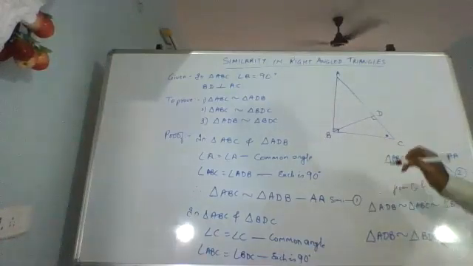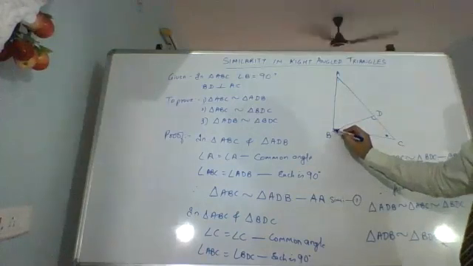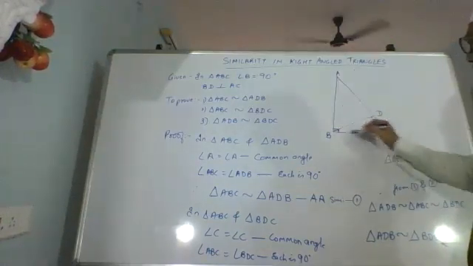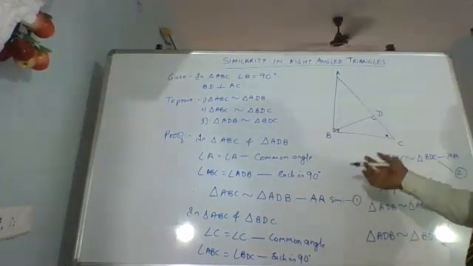Basically, what it says is, if there is a right angle triangle, and from the vertex of the right angle to the hypotenuse, if you draw a perpendicular, there will be three triangles that are formed. All three will be right angle triangles.